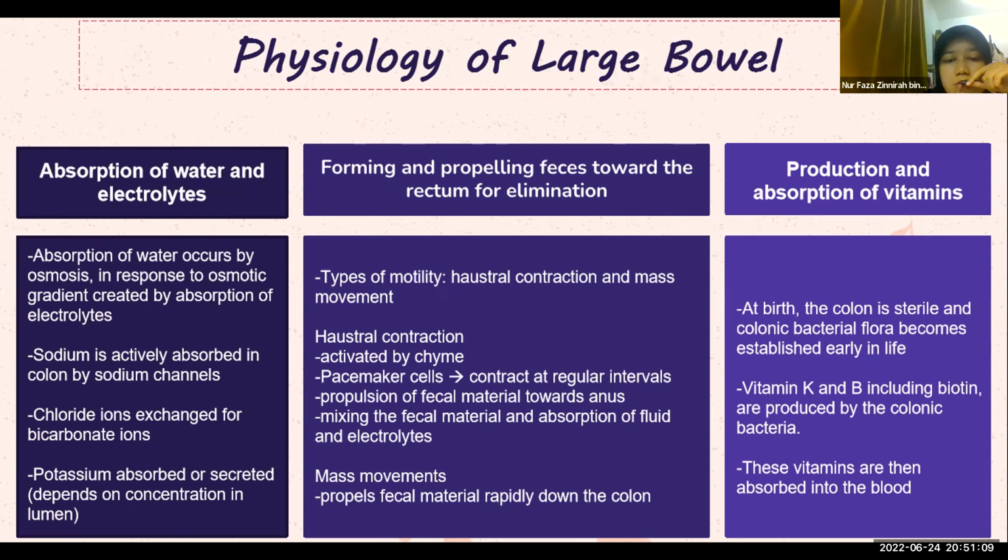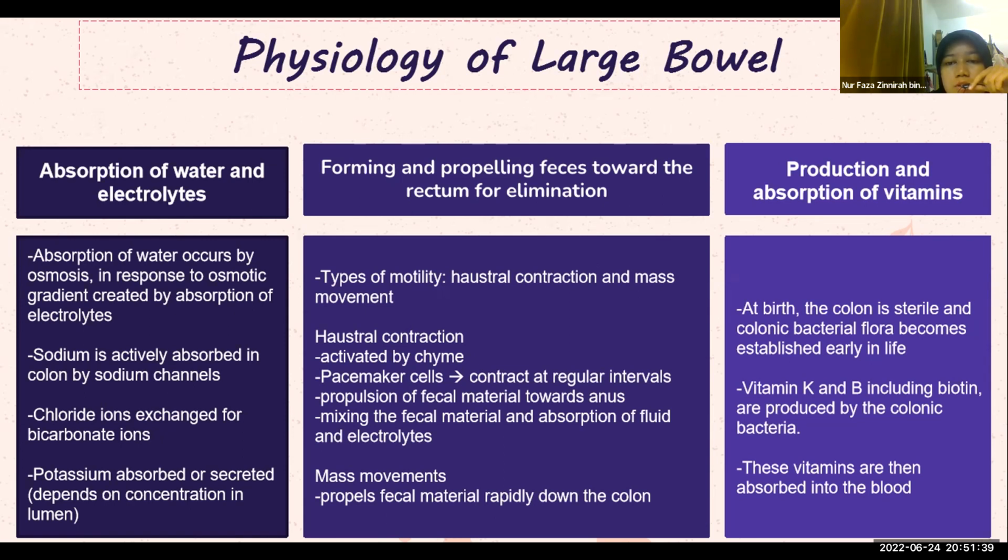The absorption of water occurs by osmosis, in response to the gradient created by the absorption of electrolytes. Mainly sodium is actively absorbed in the colon by sodium channels, and as this movement of sodium into the plasma produces a gradient, it allows the absorption of chloride, which is exchanged with bicarbonate. Meanwhile, potassium may be absorbed or secreted, depending on the concentration in the lumen.